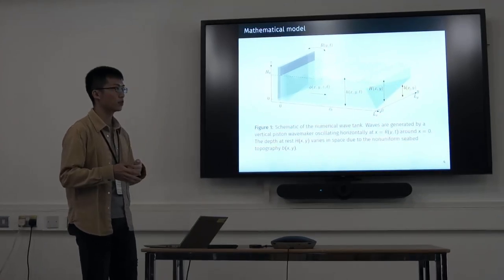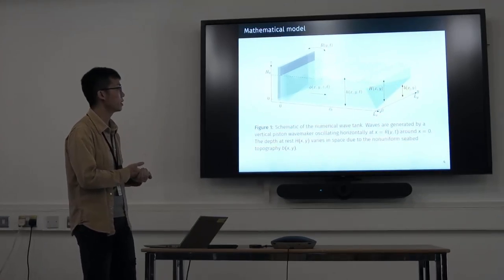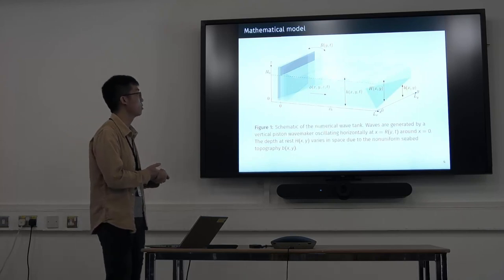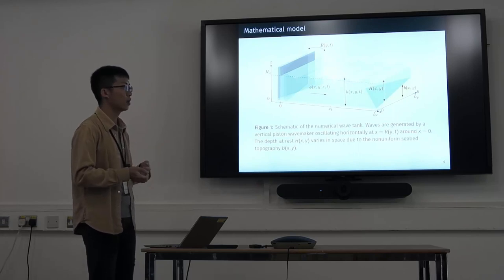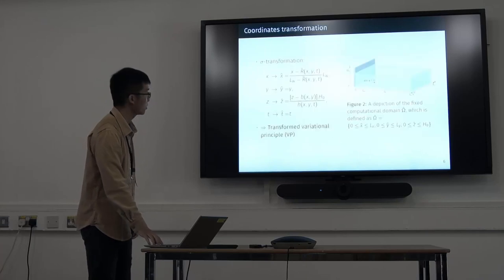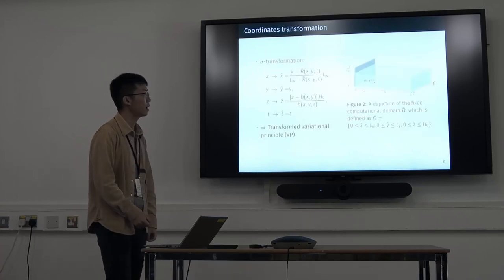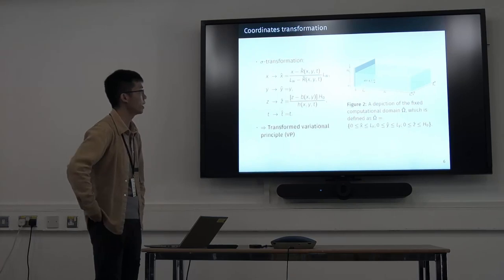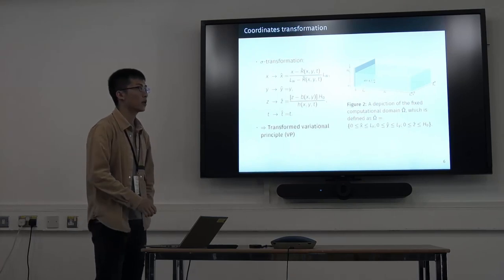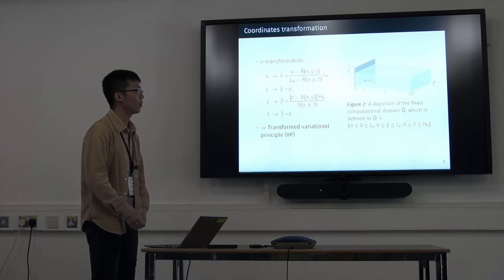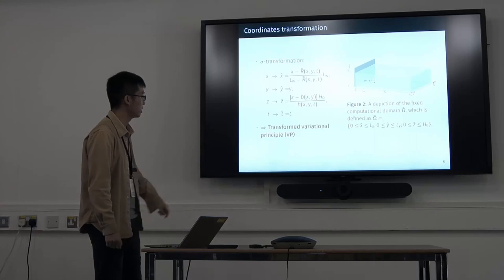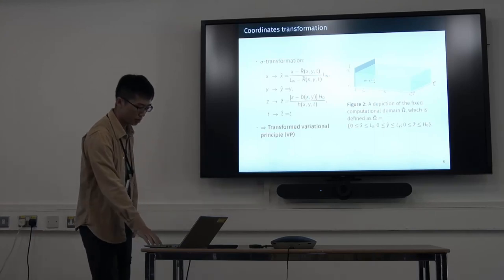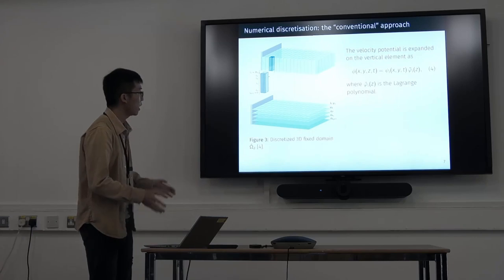Before we move to the numerical discretization, we can see that the physical domain is time dependent due to the motion of the wave maker as well as the free surface elevation. So before the numerical discretization, we first need to use a coordinate transformation to transform the time-dependent domain into a time-independent domain, so that we can avoid regeneration of the mesh in the following steps. After doing this, we can obtain the transformed VP. So now we have our mathematical model.